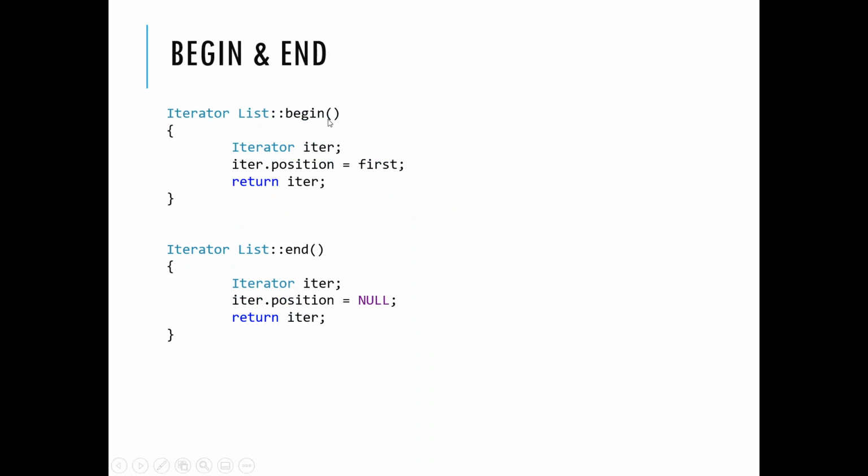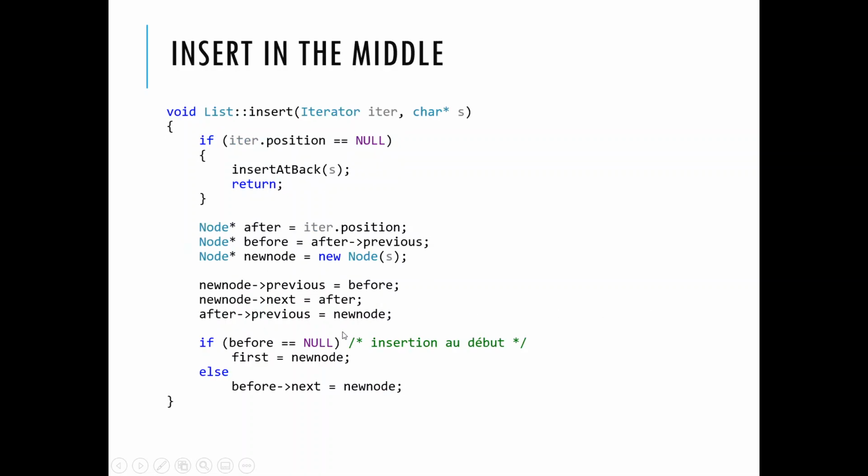So here's begin. All I do is make an iterator, set the position to be the first, and return the iterator. That's it. Here's me making an iterator for the end. If I want the end position, it seems a bit odd that the iterator position is equal to null. I sort of want the last position, so I would like to actually set the position by walking down my list and getting the last element and putting it in there.